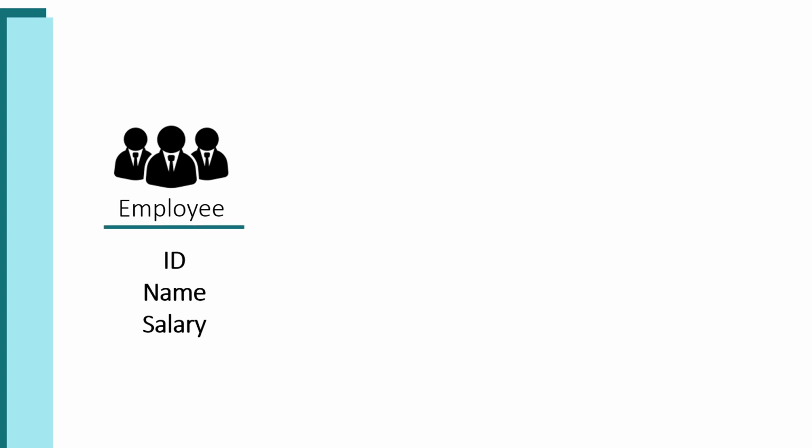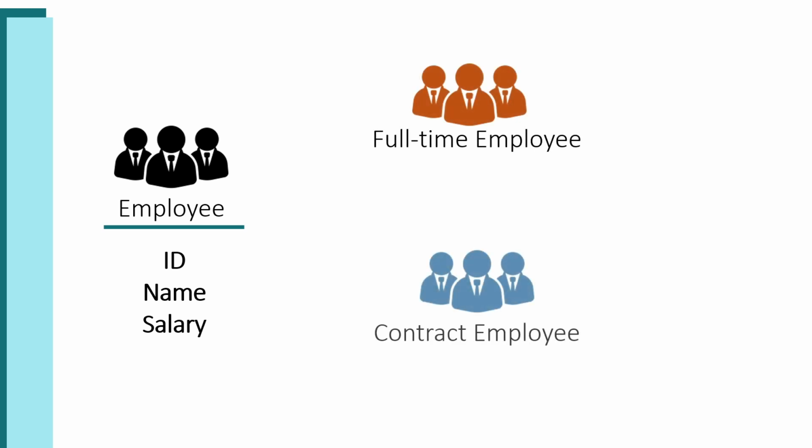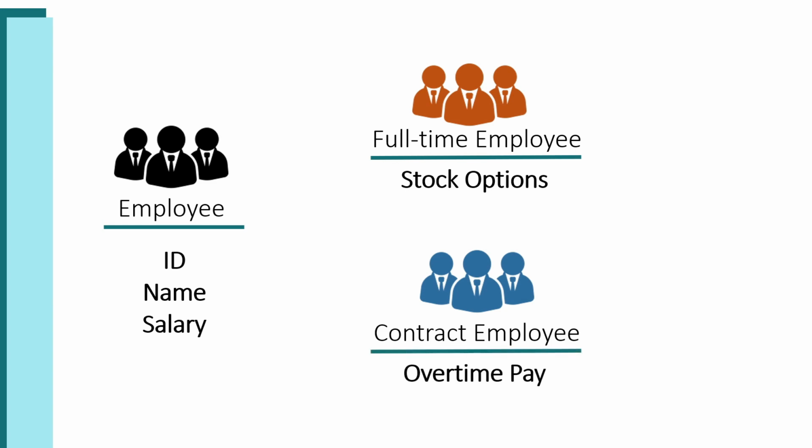One good analogy is an employee. Each employee has the same attributes like an ID, name, and salary. However, there are different types of employees. For example, there are full-time employees and contract employees. And these types of employees can have different attributes: for full-time employees, the company offers them stock options, while for contract employees, they can have overtime pay.